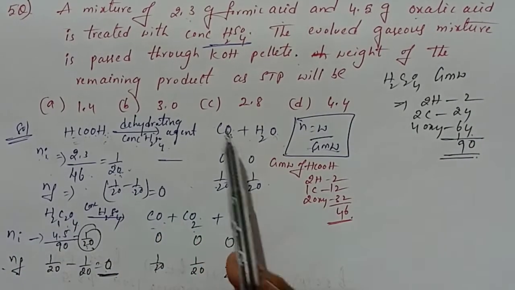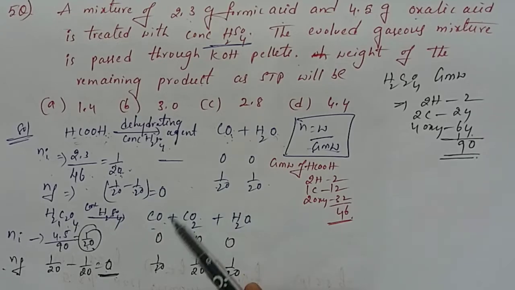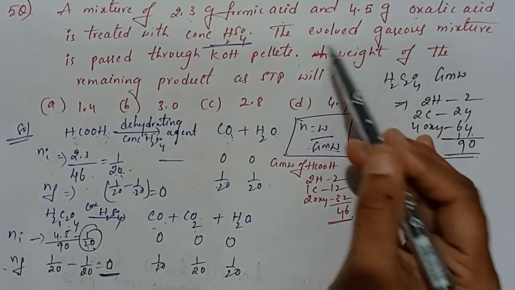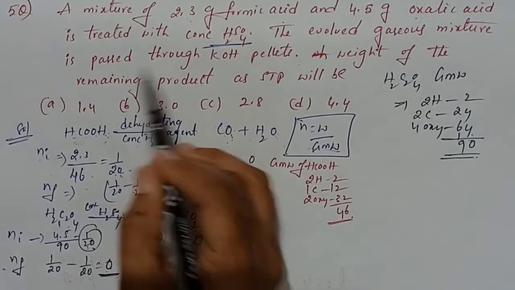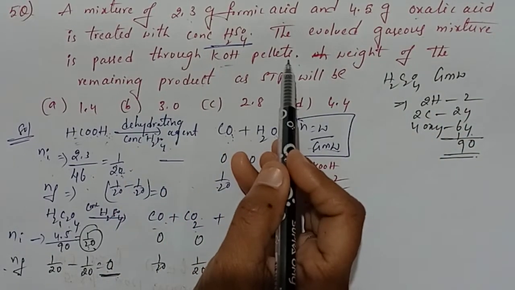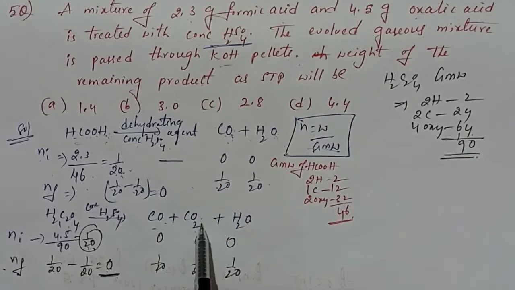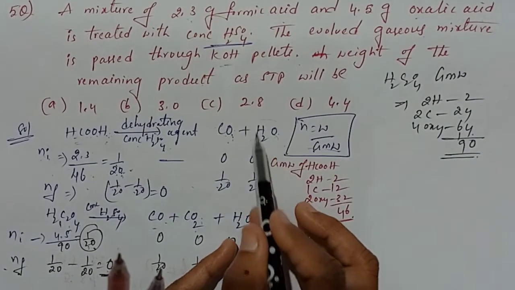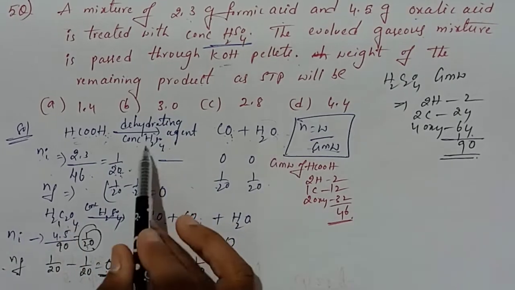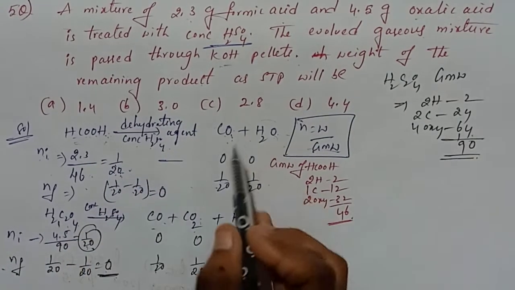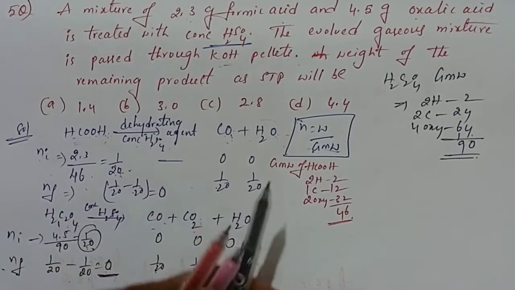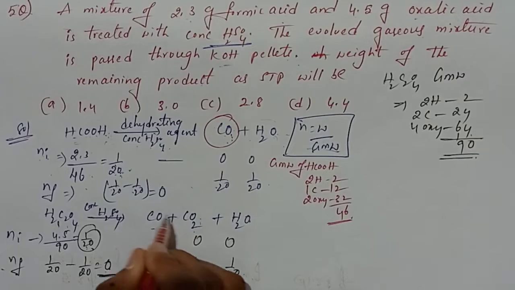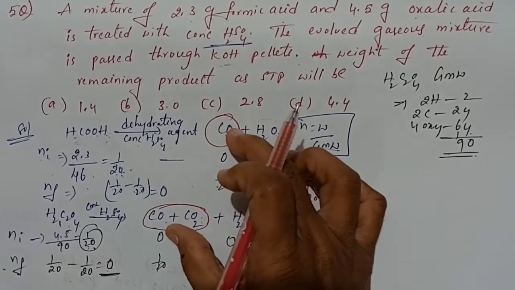So here still what are there, students? CO gases are there. CO, CO2. Correct? So these are the gaseous mixture. Now in the question what is given? The evolved gaseous mixture is passed through the KOH pellets. So this is the gaseous mixture, CO and CO2. The water molecules are absorbed by the concentrated sulfuric acid. And the gaseous mixture here is CO and CO2. Correct? This mixture is formed.